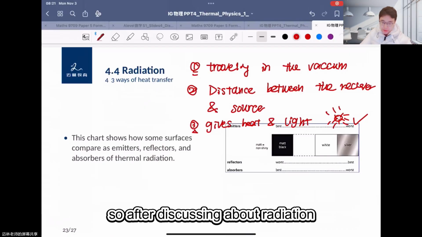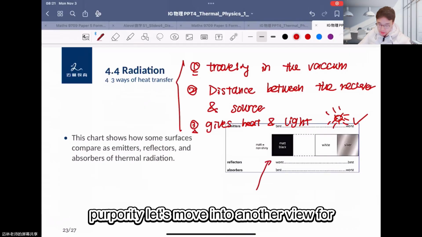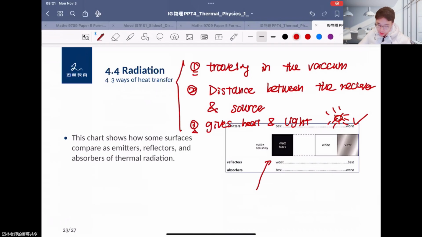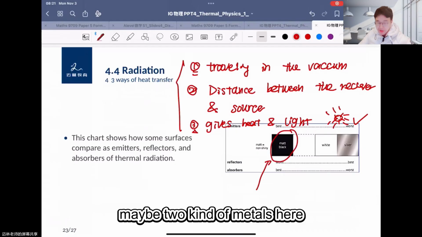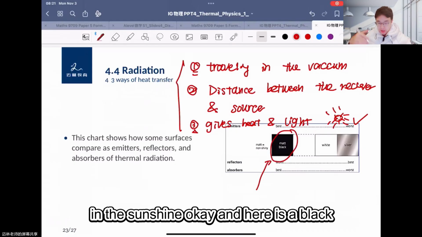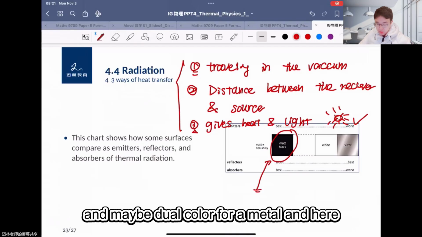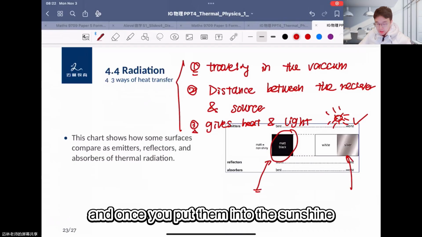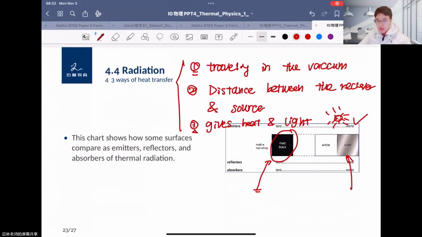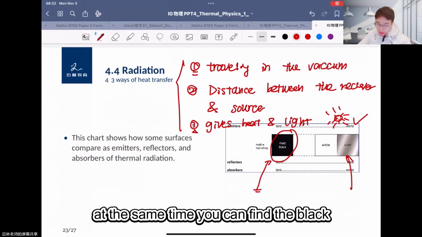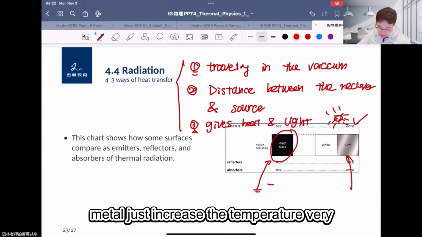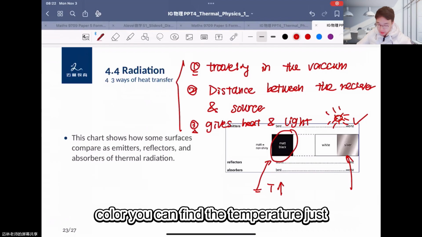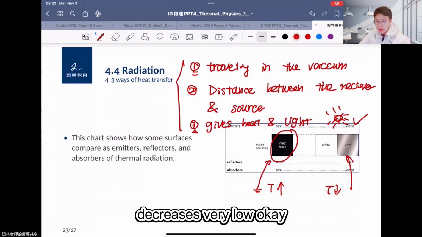So after discussing the radiation property, let's move into another view of radiation. Here are two kinds of metals right down in the sunshine. Here is a black, dull-colored metal, and here is a silver-colored metal. Once you put them into the sunshine at the same time, you can find the black metal increases its temperature very sharply. And for the silver, light-colored one, you can find the temperature increases only slowly, okay?